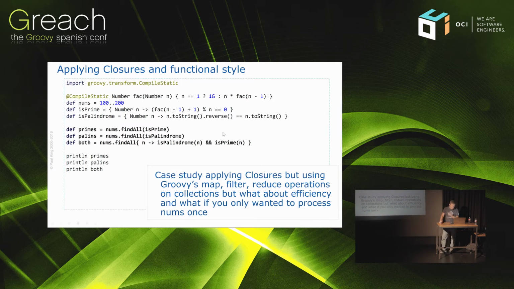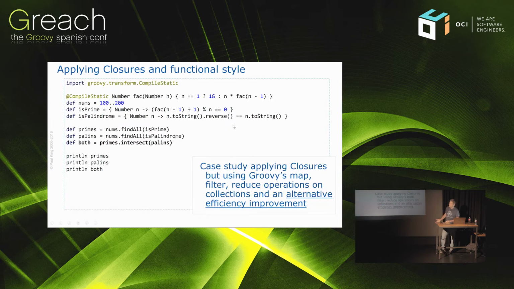So what are some of the things that we could do and still keep this nice and functional? Well, I'll just take my two collections and find the intersection of them. Okay, so that's a nice efficient way of doing this as well. I don't even need to iterate through the original collection again, and we've done it.